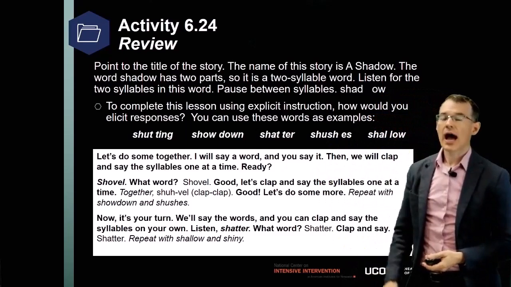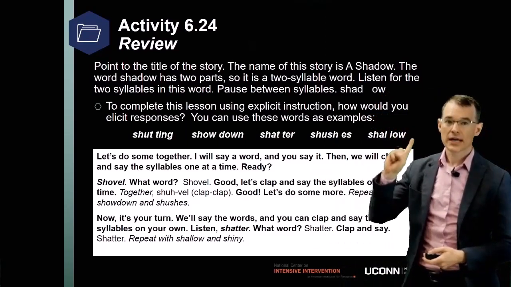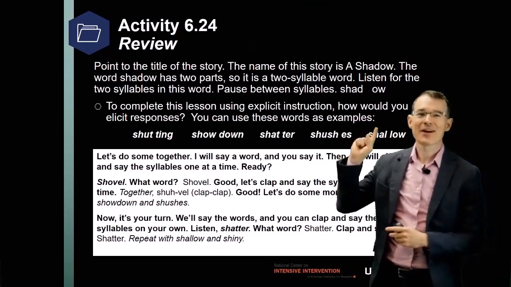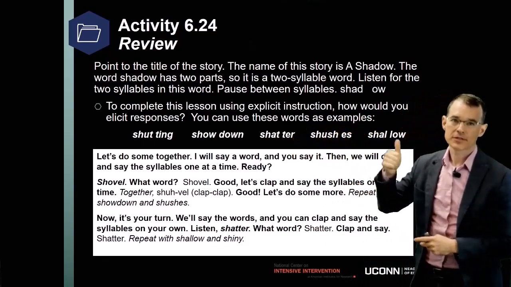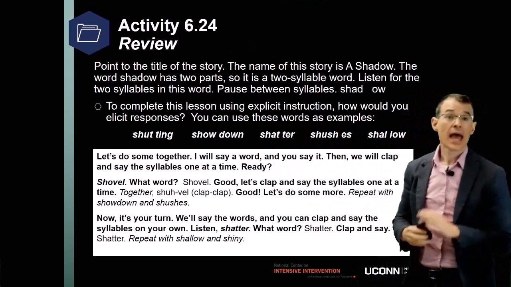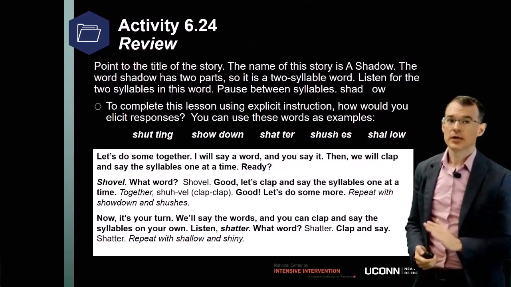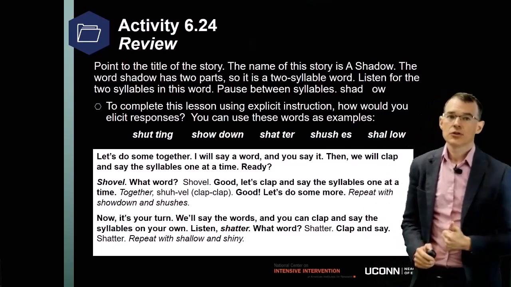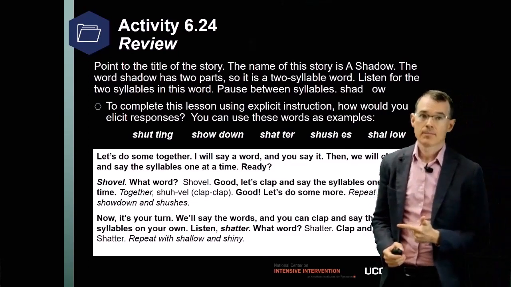You notice here, I've determined we should elicit two kinds of responses put together, which are a physical response and a verbal response. They're clapping and they're saying the syllables. I think that's perfectly appropriate here to do it just in those ways because we're maximizing the amount of students that are involved and it's not taking a lot of time.